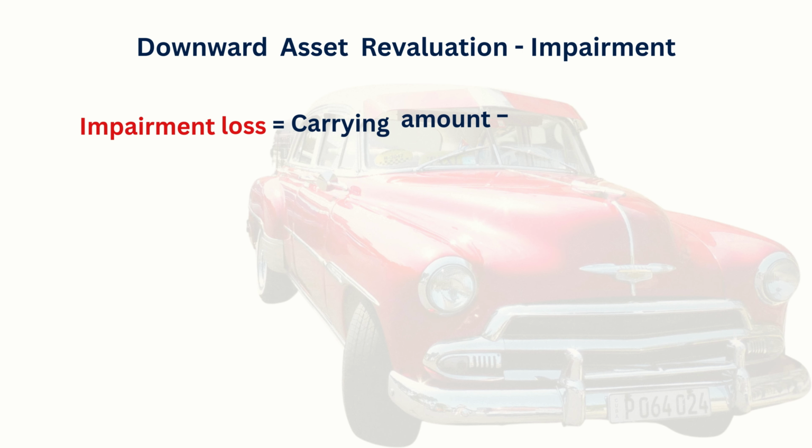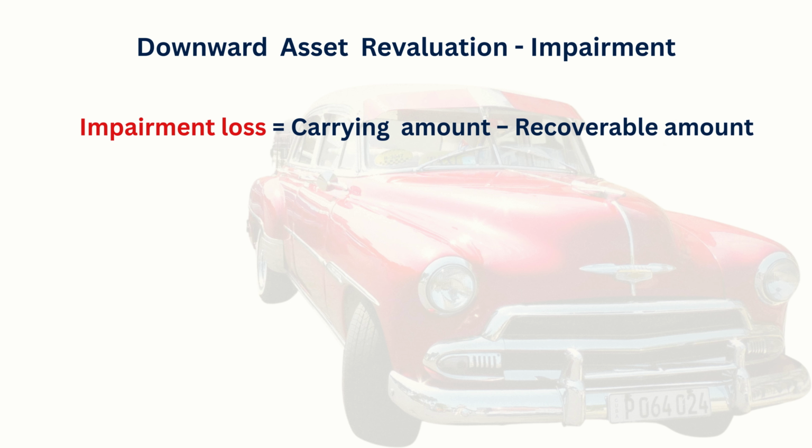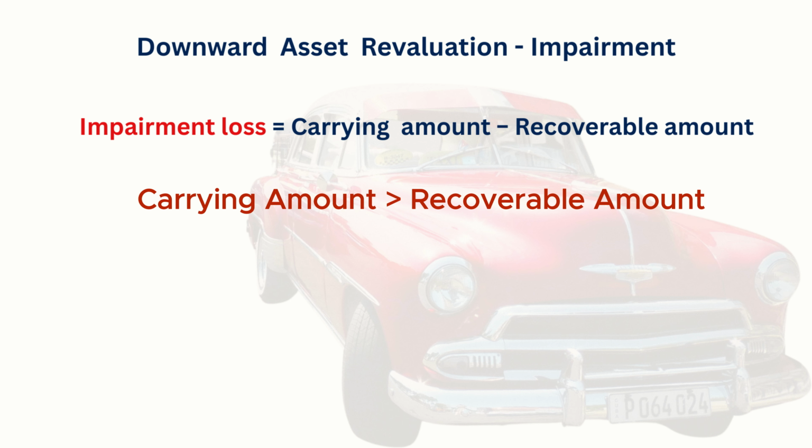To calculate impairment, we first look at the asset's carrying amount, which is the value shown in the accounts. We then compare this with the recoverable amount, which means the maximum value the business can get from the asset, either by using it or by selling it. If the carrying amount is higher than the recoverable amount, the difference between the two is the impairment loss.